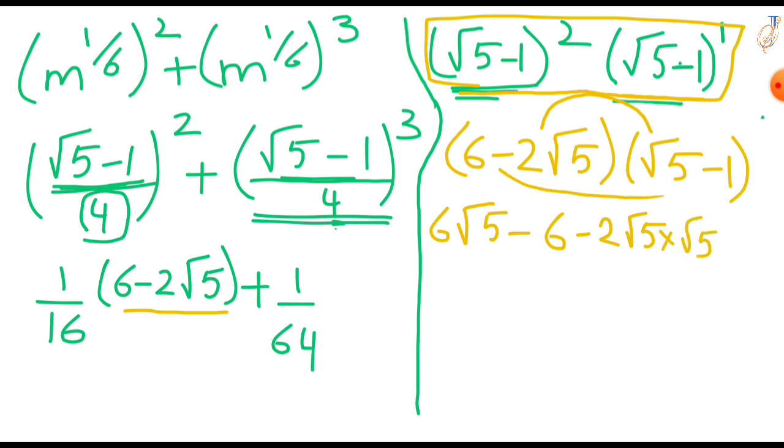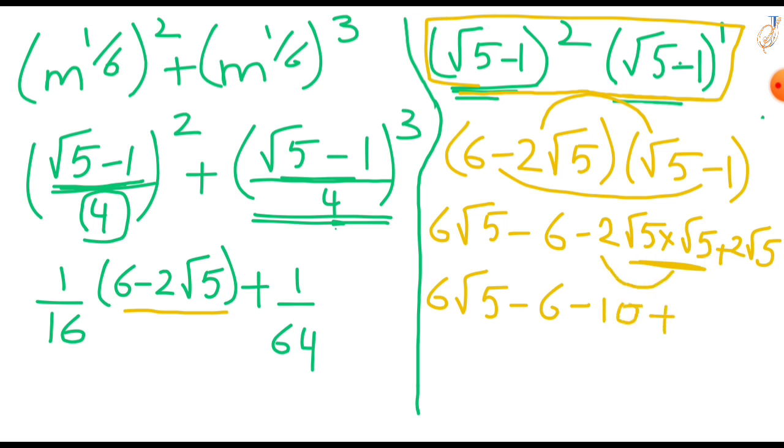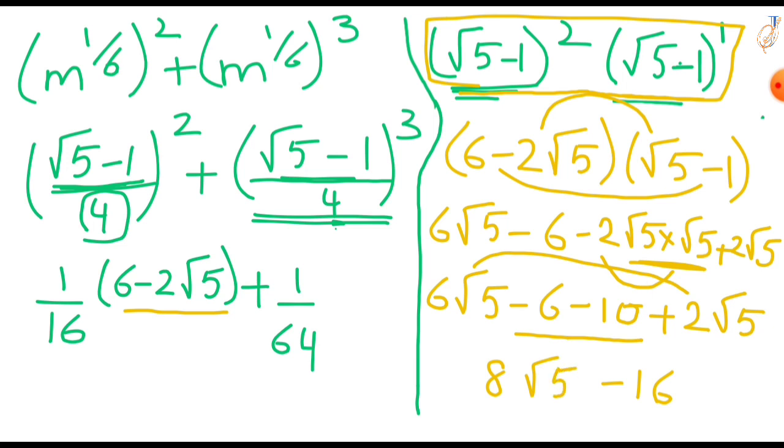Then minus times minus is plus. 2 root 5 times 1 is 2 root 5. Minus 2. Root 5 times root 5 becomes 5. So 2 times 5 is 10. Plus 2 root 5. This is minus 6 minus 10, it becomes minus 16. Plus 6 root 5 plus 2 root 5 becomes 8 root 5. So root 5 minus 1 whole cube, the value is 8 root 5 minus 16.